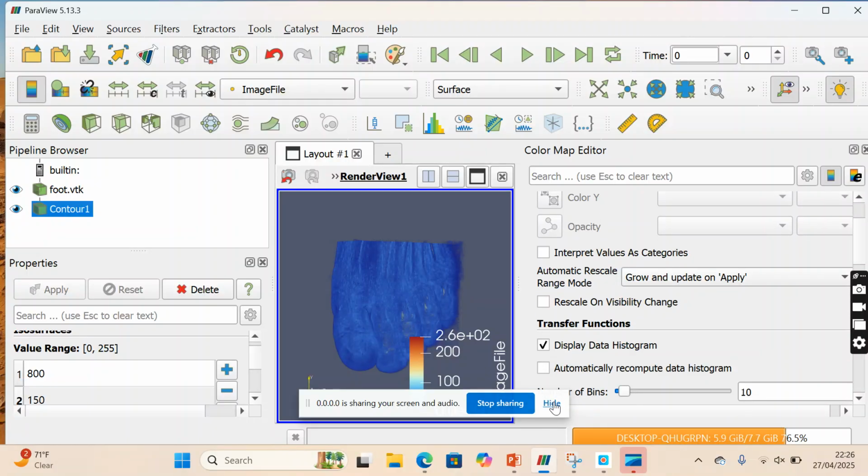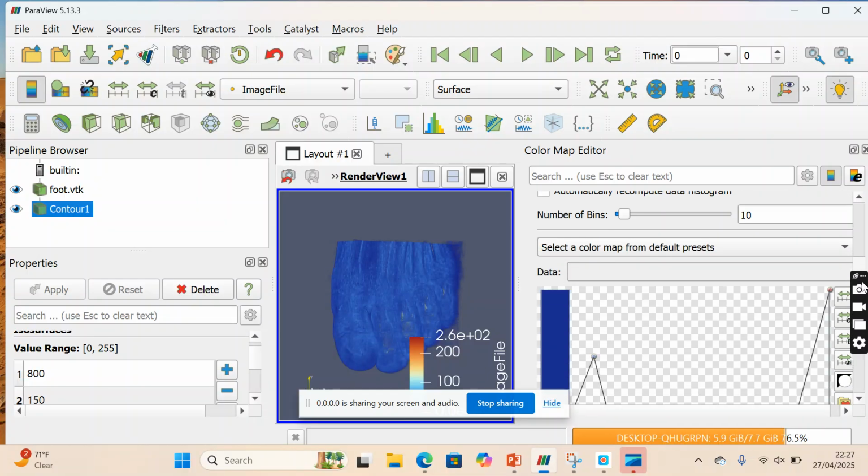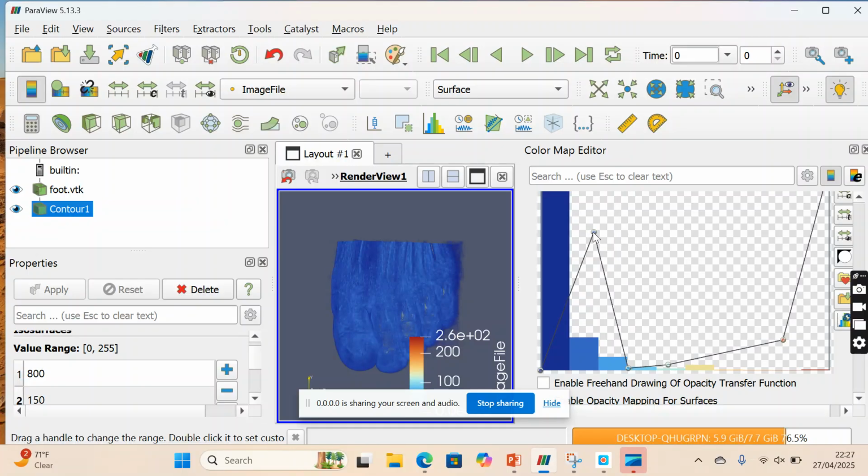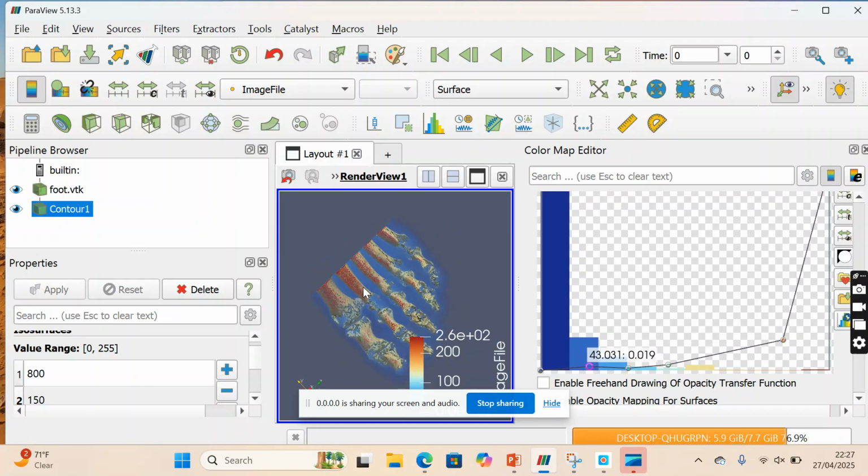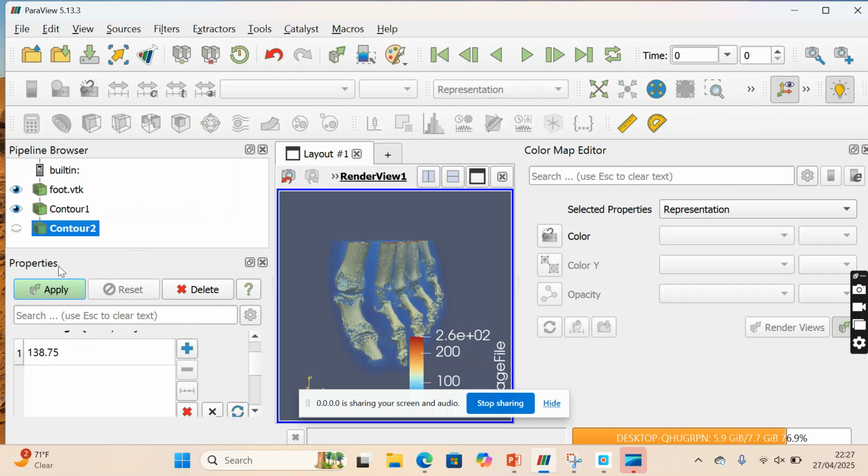So I'll try to see the color function, so I can try to see fat content in the bone. Then another contour. I'll give it 220, 40.